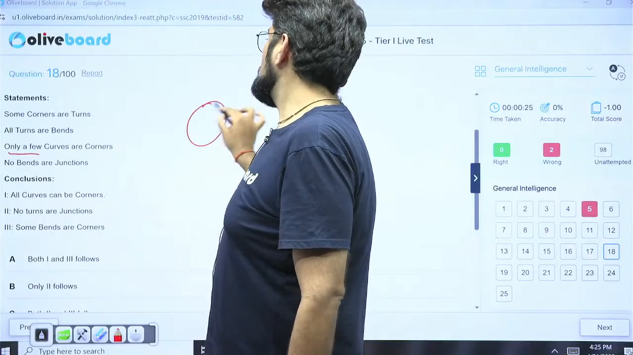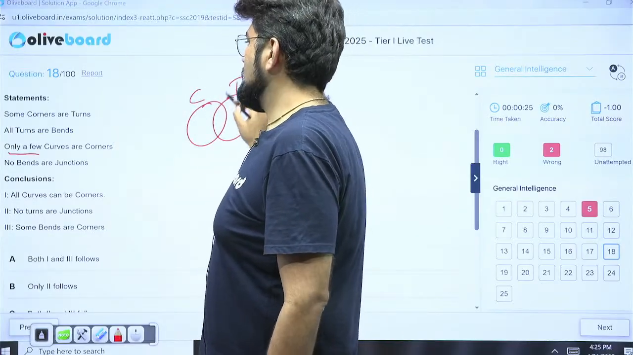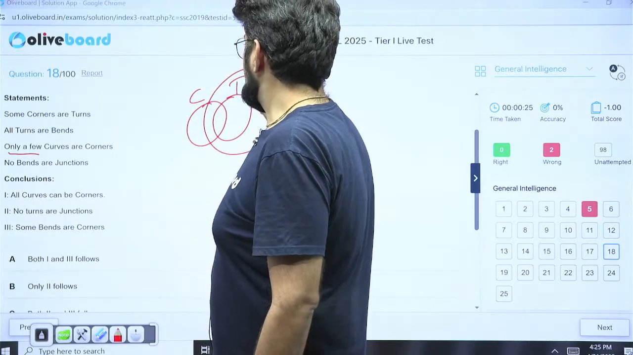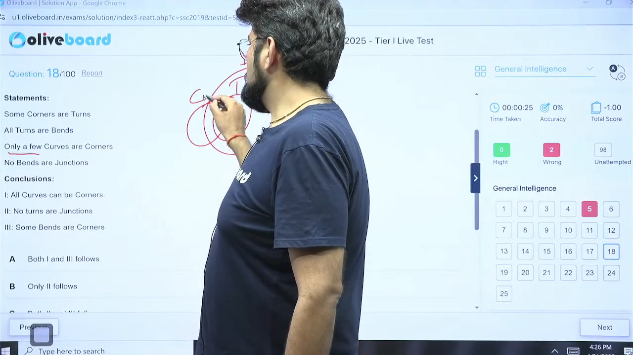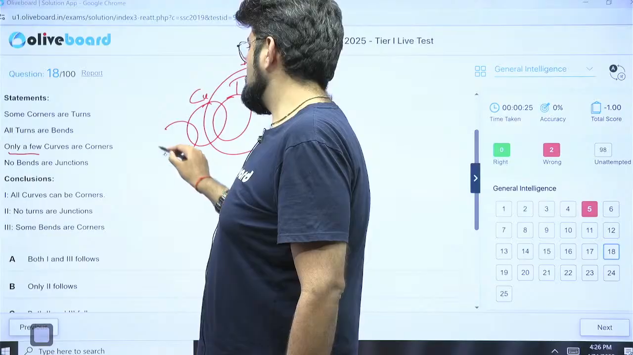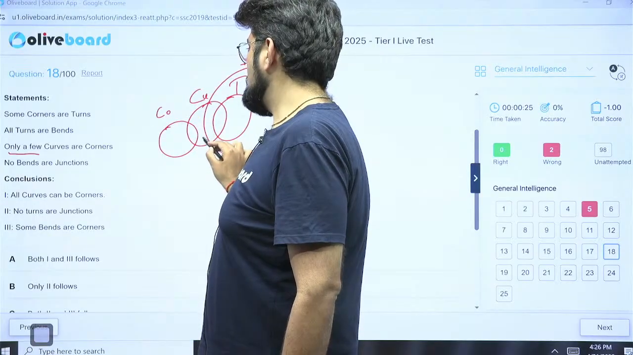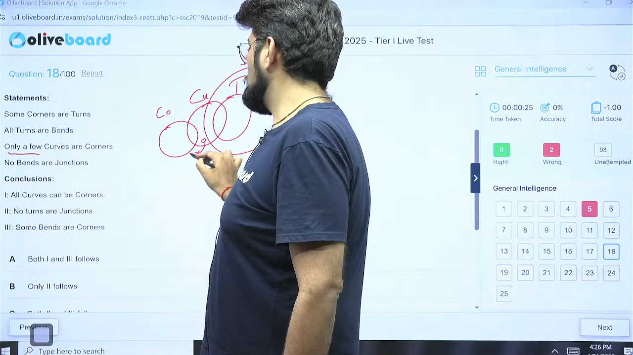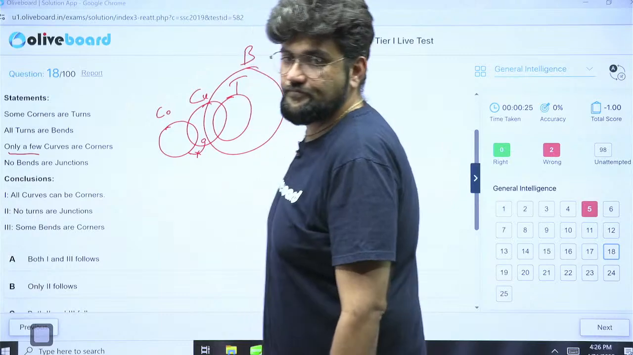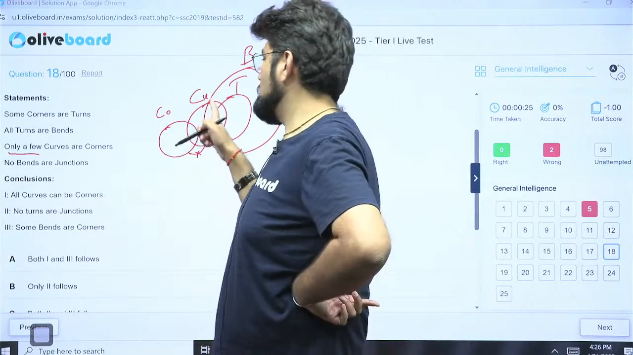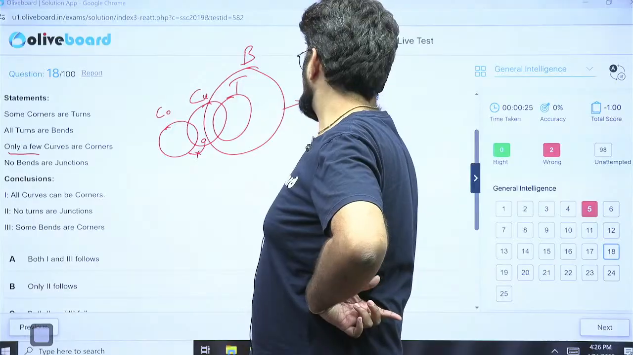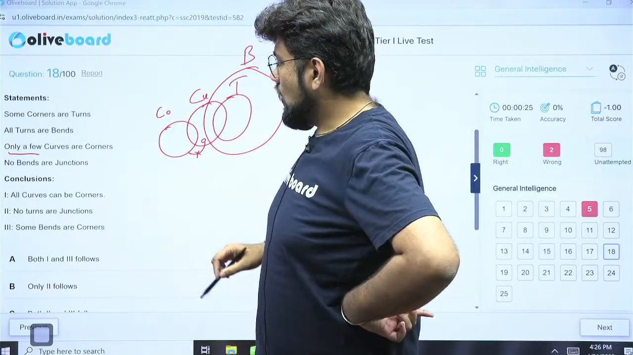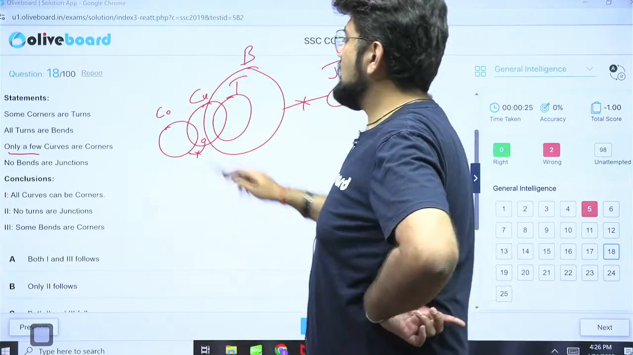Some corners are turns. All turns are bends. Only a few curves are corners. So if these are curves, only a few will be corners. That means some will be corners and some will not be corners. Both of them will be correct together. Some curves will be corners, some curves will not be corners. No bends are junctions. All curves can be corners.